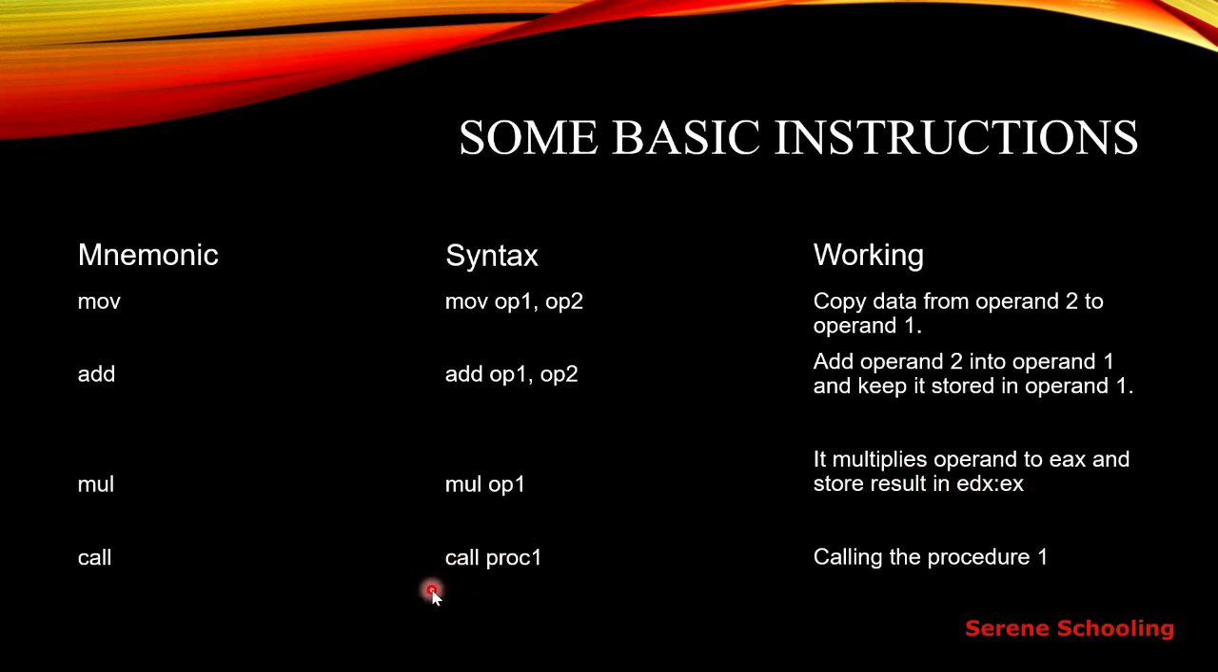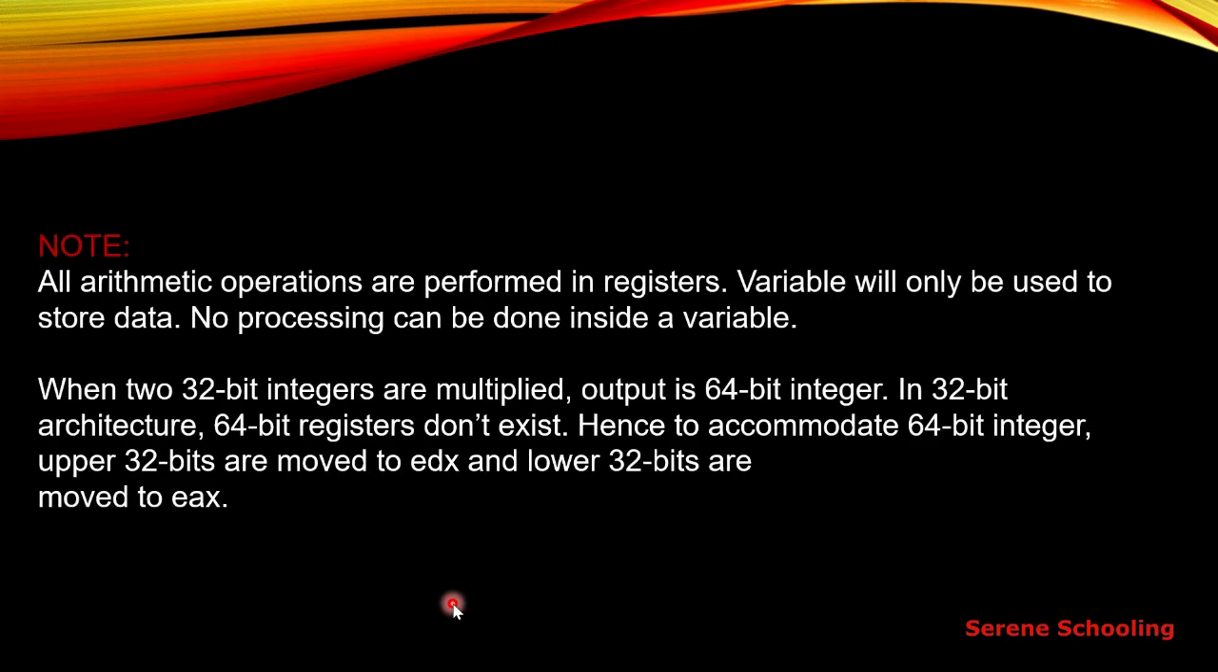Okay, next comes call proc1, like procedure 1, calling procedure 1. Procedures are like functions and methods in assembly language. We are calling some procedure over here by this statement. Here we have to note that all arithmetic operations are performed in registers only. You have to perform operations only in registers. Variables can only store the data, but they cannot perform arithmetic operations in assembly language, right?